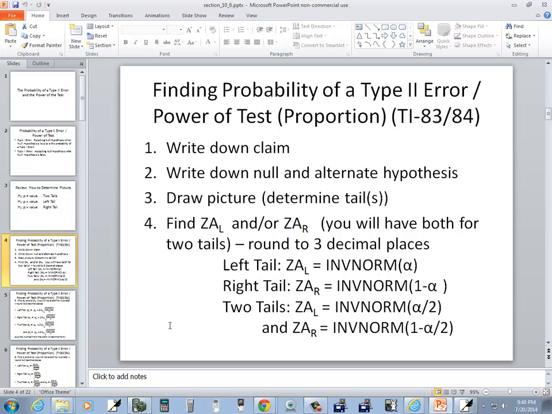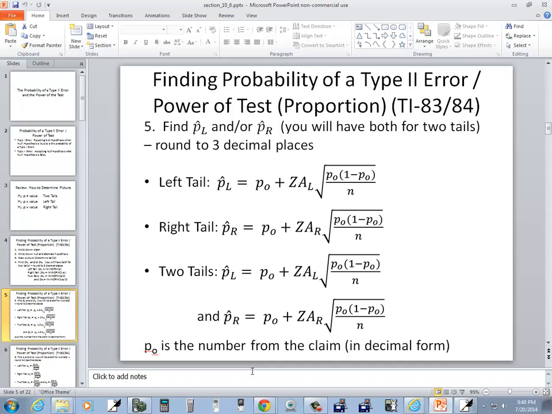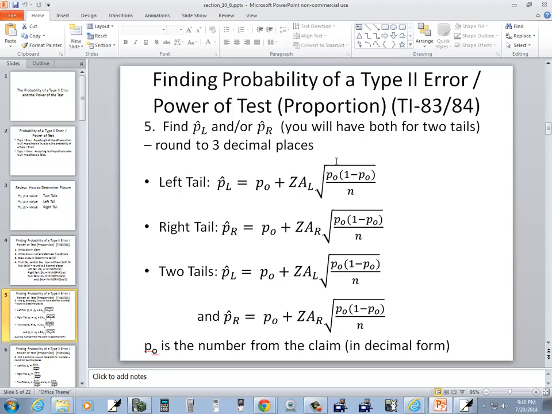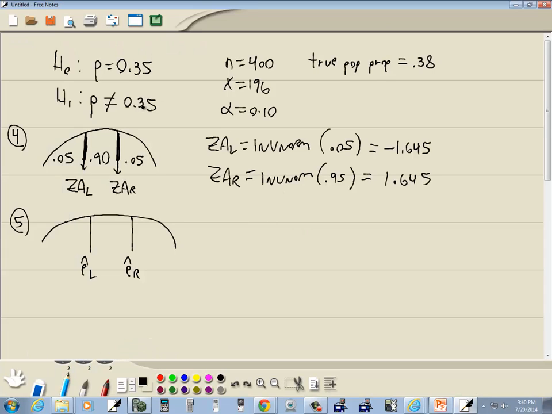Step 5. Okay, find P hat sub L and or P hat sub R, and then we got 2 tails, so we got P hat sub L and P hat sub R. So our picture is changing. This right here is going to be P hat sub L, the one on the left, and this one will be P hat sub R, the one on the right. Okay. And round to 3 decimal places. This says P naught is a number from the claim. So our number from our claim is 0.35, so P naught is 0.35.